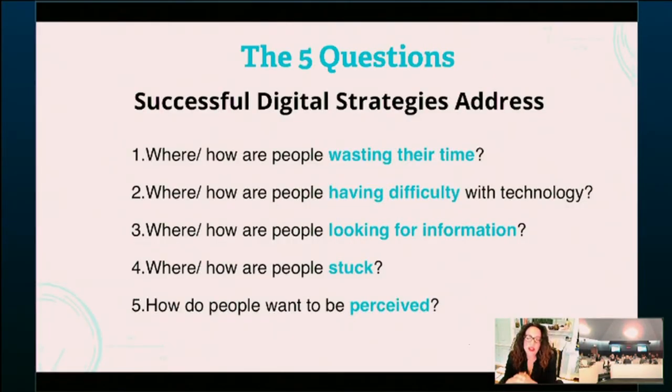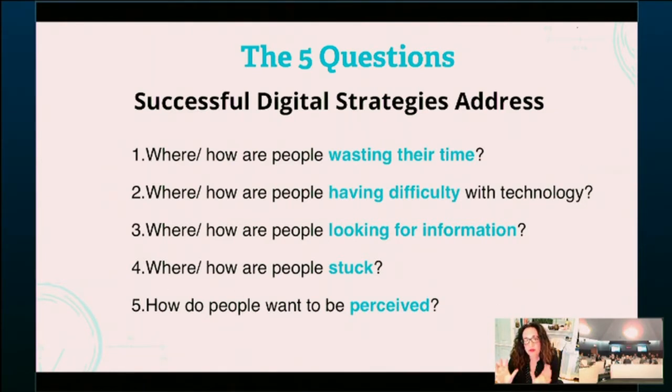So these are 5 questions that we ask anytime that we're looking at a trend or a digital strategy, and they all have to do with audience. Where or how are people wasting their time? Where or how are people having difficulty with technology? Where or how are people looking for information? Where or how are people getting stuck? And finally, how do people want to be perceived?